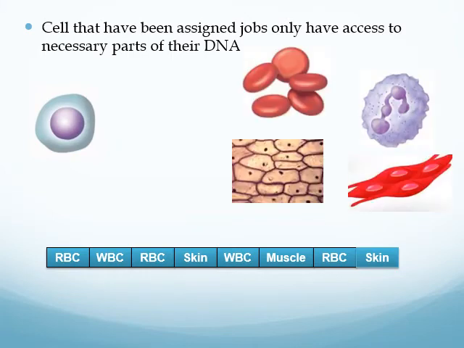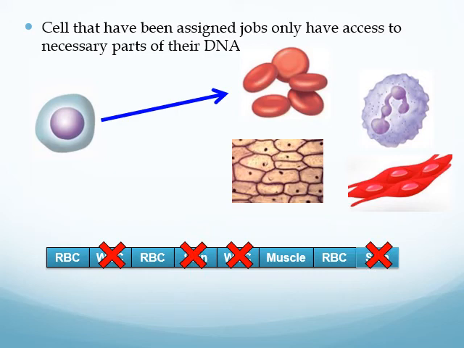Now it's time for the stem cell to get a job and become one certain type of cell. And it decides to be, let's say, a red blood cell. That means the cell will just turn off and ignore the instructions for being a white blood cell, and a skin cell, and a muscle cell. And now all that's left are the instructions for how to be a red blood cell, and these will turn on and get used to make it the best red blood cell that it can be.